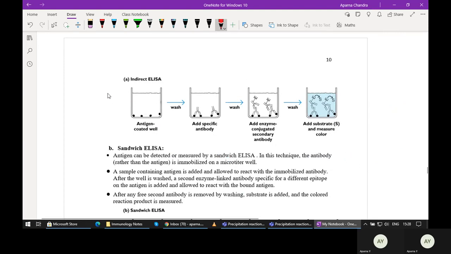So how do we do this ELISA? We do the ELISA in micro titer plates. What is a micro titer plate? Micro means which can fit only microliters. There is no special technicality here. How many microliters? A maximum of 200 microliters can fit into that. Titer plate, titration plate, that's it.